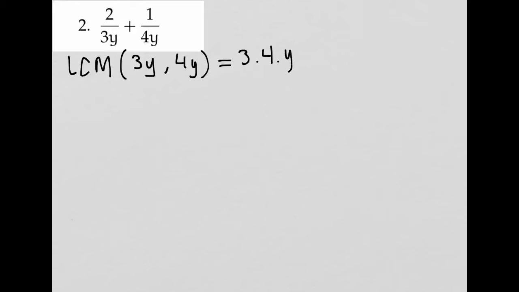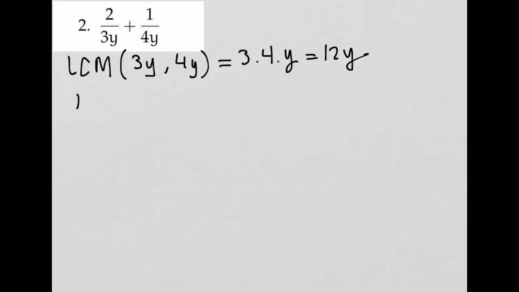Next, let's add the rational expressions 2 over 3y plus 1 over 4y. Here notice that the denominators 3y and 4y are different, so we need to compute the LCM of these denominators. So we start out by computing the least common multiple of 3y and 4y. Well, that's going to be 3 times 4 times y, which is 12y.